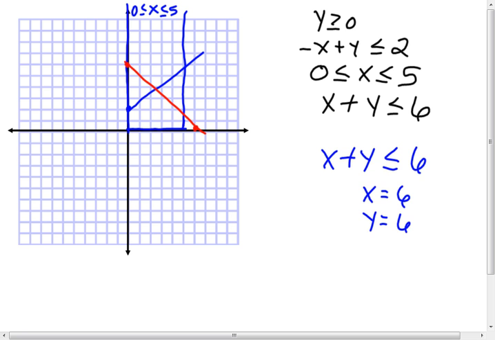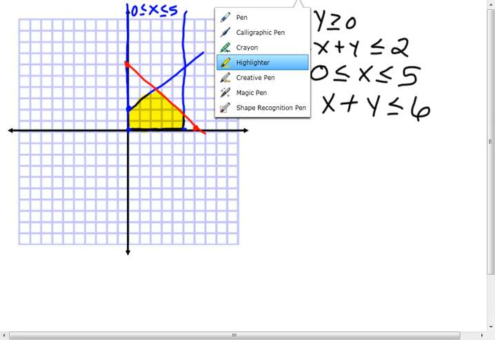So now that we've graphed all of our inequalities, the shaded region that we'll be working in is this area inside here that I'm coloring in yellow. But what we're really focusing on is not so much the shaded area, but the points where those lines or inequalities intersect.